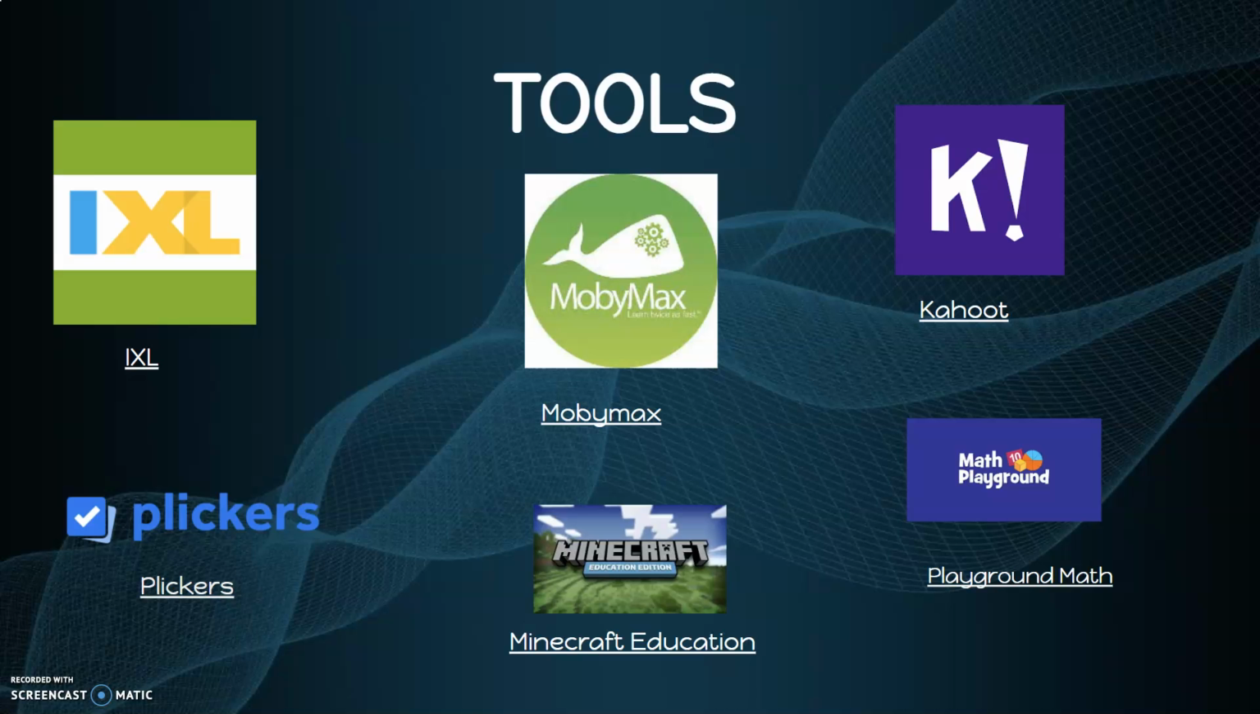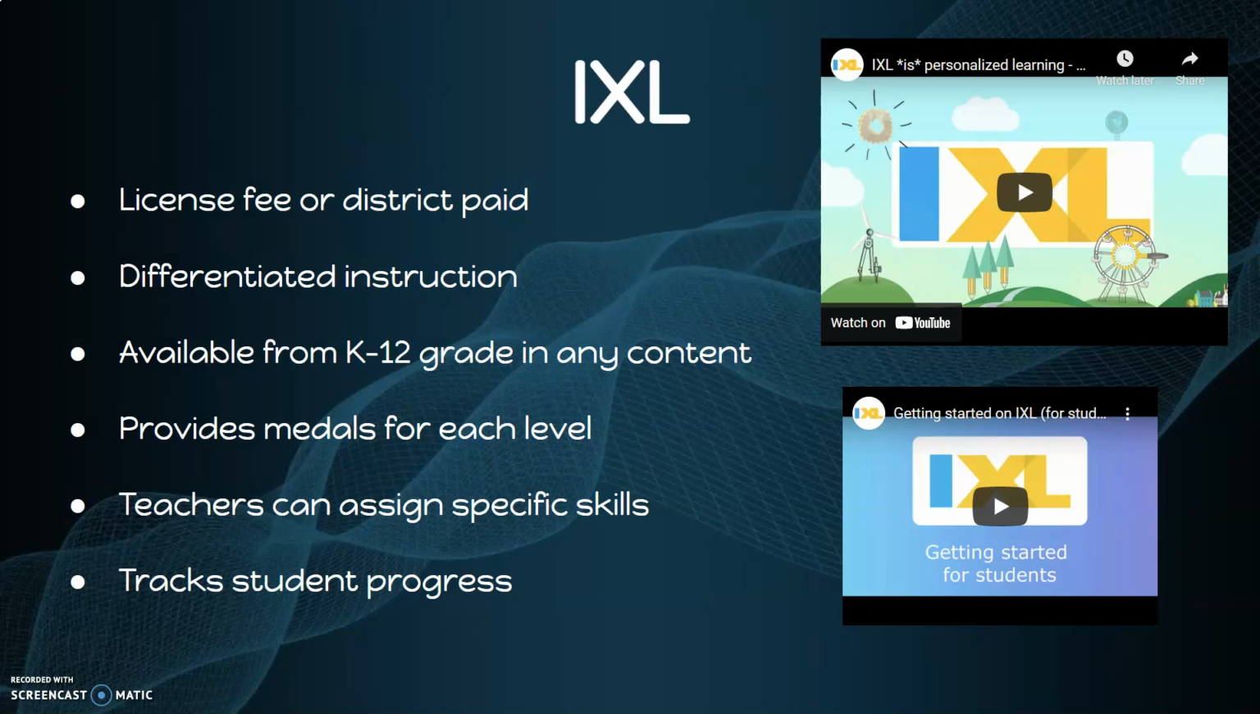Now, the first tool I will be explaining is iExcel. If the district has it, you have access to it with your students' roster. If you don't, and you want to use it as homeschool with your own kids, there is a license fee. You could take a look at it and see the different options. iExcel is actually good as it differentiates instruction. It is available for kindergarten to 12th grade, and it's available in any content.